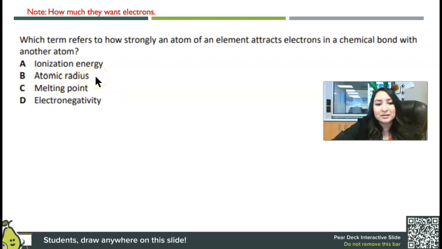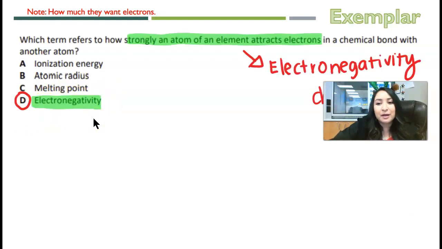Atomic radius is the size of the atom. Nope. Melting point, the ability to melt. Nope. And electronegativity? Yes, electronegativity is your answer because you need to know the definition, which is how strongly it wants to attract electrons.